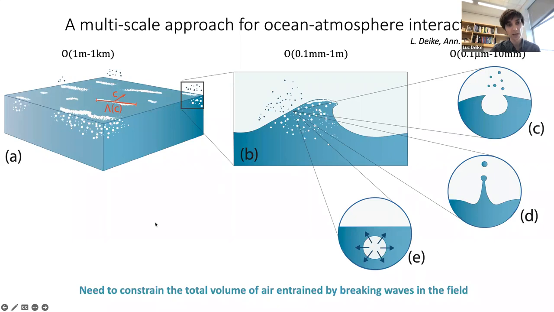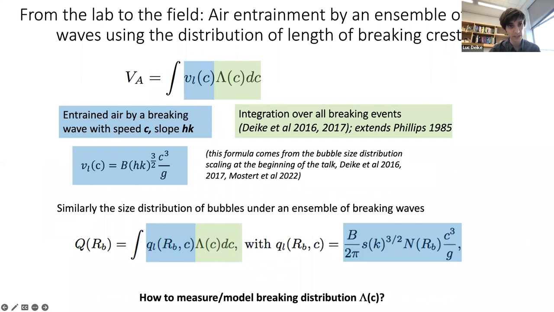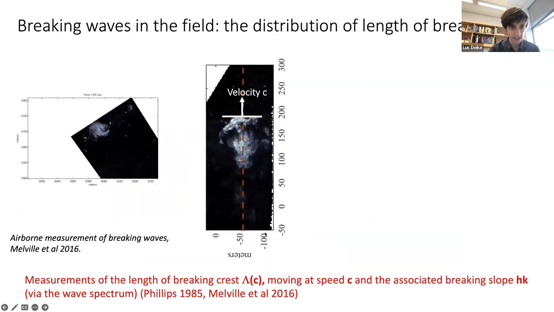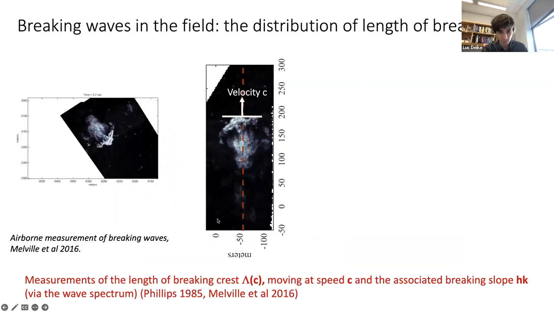over larger scales to be able to look at the ocean. And so this is going to be done theoretically using the framework developed by Phillips on the length of breaking crests. I'm going to be quick on the details, but again, the idea is to do superposition of events, right? So the total air being entrained is going to be the integral over the air being entrained from a single breaker, and then integrated over every breaking event. And so for that, that means you need to characterize your breaking wave distribution. And this is done through this length of breaking crest framework.